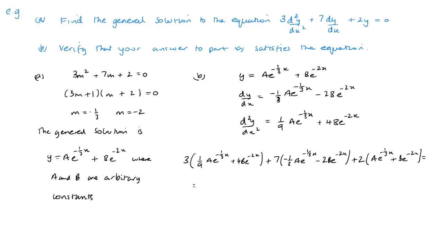So first let's expand the brackets. That gives me 1/3 a e to the minus 1/3 x plus 4/3 b e to the minus 2x, minus 7/3 a e to the minus 1/3 x, minus 14b e to the minus 2x, plus 2a e to the minus 1/3 x, plus 2b e to the minus 2x.